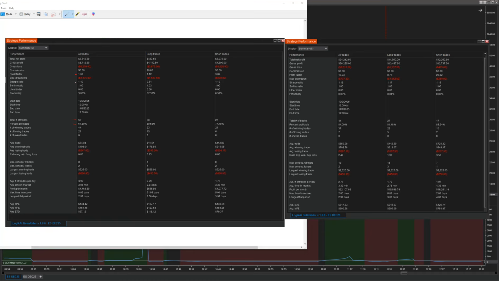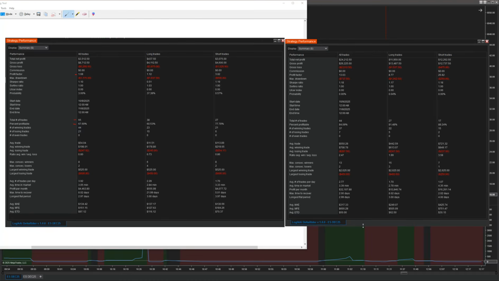Sharpe ratio bumped up from 1.1 to 1.18. Number of trades dropped by 21. So we're taking fewer trades, making more money because we have a higher confidence in the trades that we're taking. And your percent profitable went from 67 to 84.